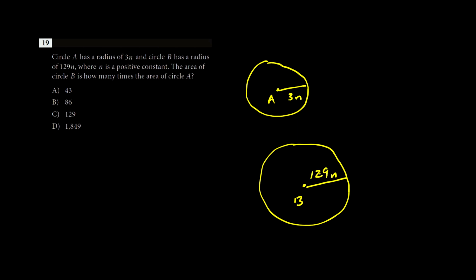It says the area of circle B is how many times greater? Well, we don't have the area, but we can look at the radius and see how many times greater. So when you want how many times greater, in general, we take the larger one and divide it by the smaller one. So we see the n's cancel out, and we do 129 divided by 3, which is 43. Now, careful, that is an answer, but that's not the answer we're looking for. The radius is 43 times greater.